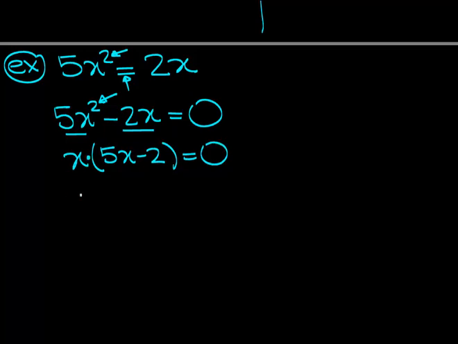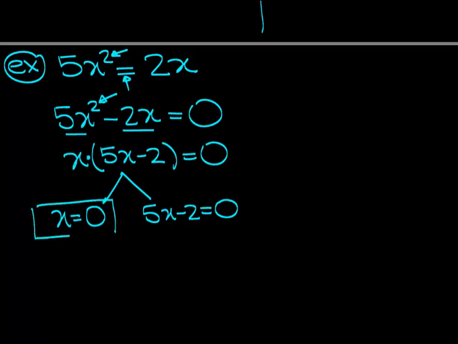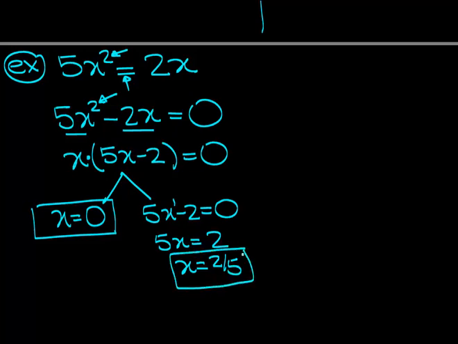This product is 0, so that tells me what? One of them has to be 0. So x is equal to 0, or 5x minus 2 is 0. This is one solution. It's already done. Over here, this is degree 1. I know how to solve for x. You isolate the x term, and then you isolate x. That's my second solution.